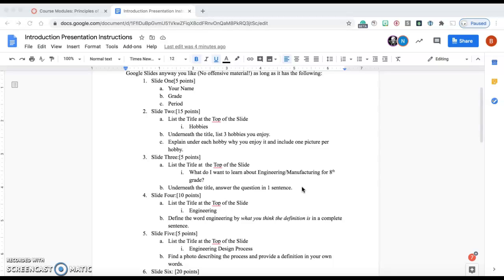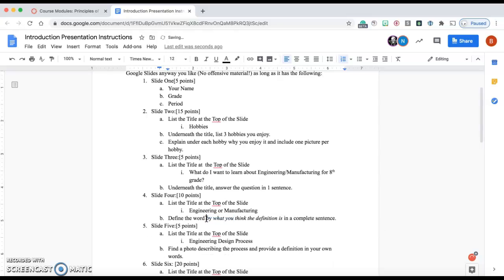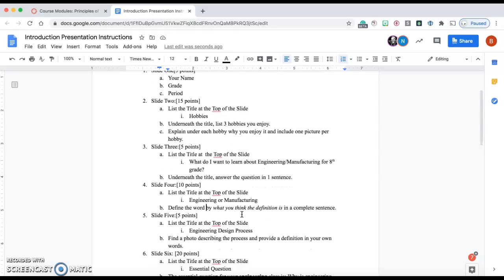On the 4th slide, you're going to title it Engineering if you are an engineering student. But if you are a manufacturing student, then you would write the word manufacturing, and you are going to define the word, and you're going to make sure that you write what that word means in regards to whether it's engineering or manufacturing, the class that you are in.